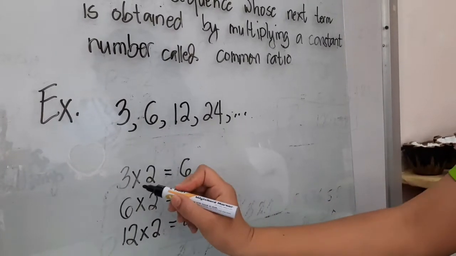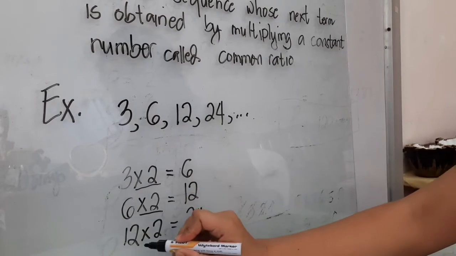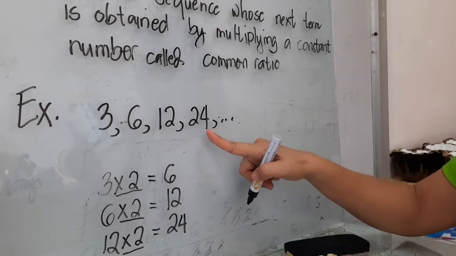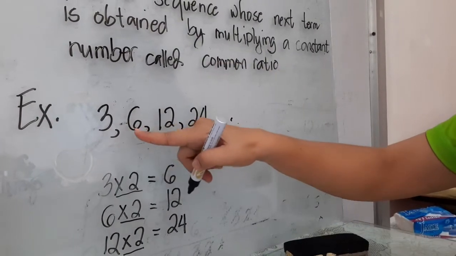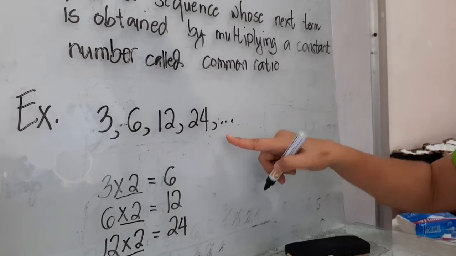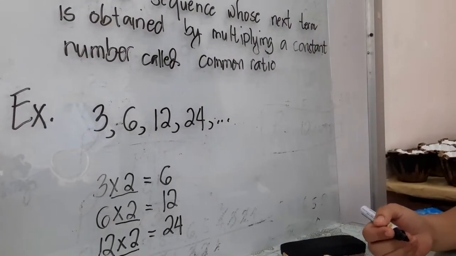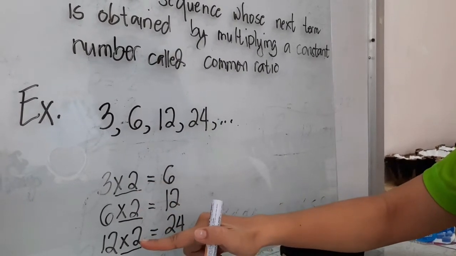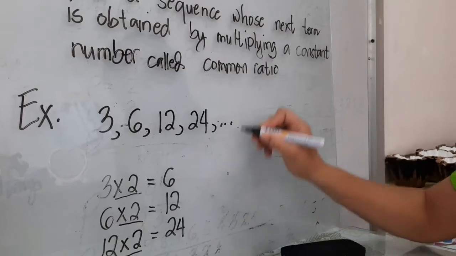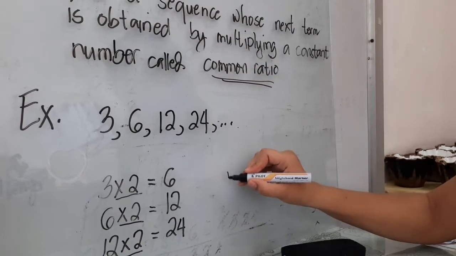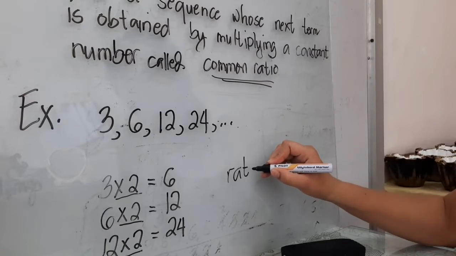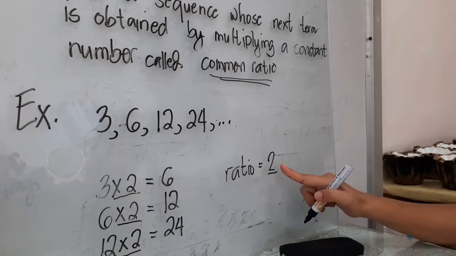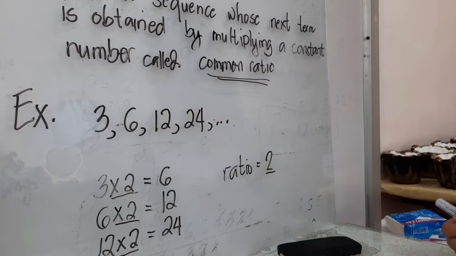Tan-awa, parihas ang number nga gitimes aron mugawas ang sunod nga term. If that is the case, then this sequence is what we call a geometric sequence. And og kaning parihas nga number nga gitimes, muo kanay gitawag nga common ratio. So ang atong ratio sa example number 1 nato kay 2. Kay kana ang number nga gitimes aron makuha ang sunod nga term.